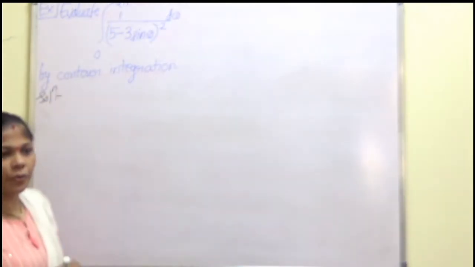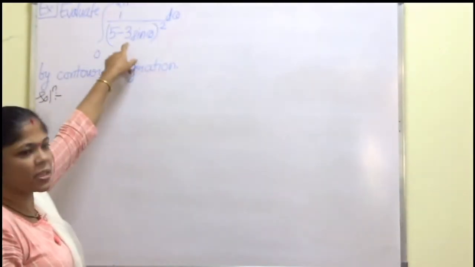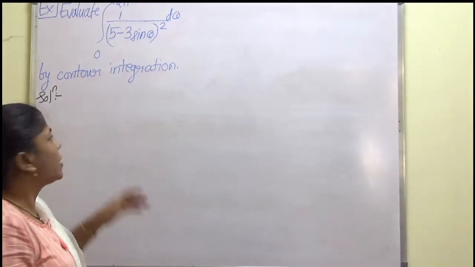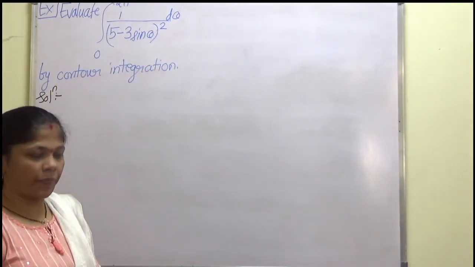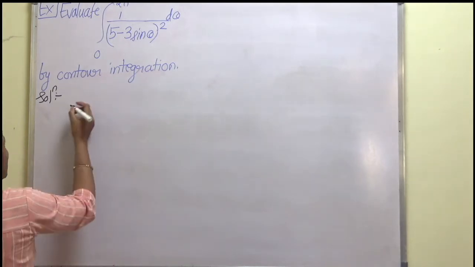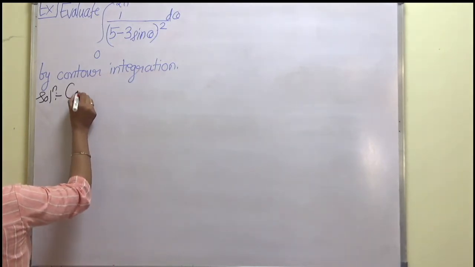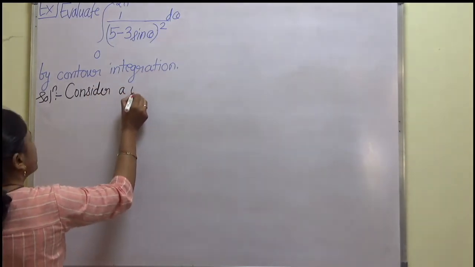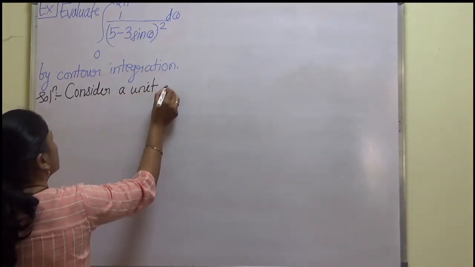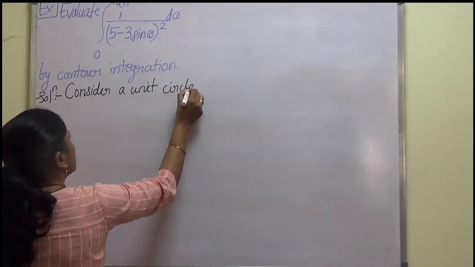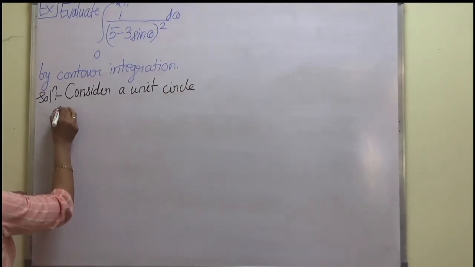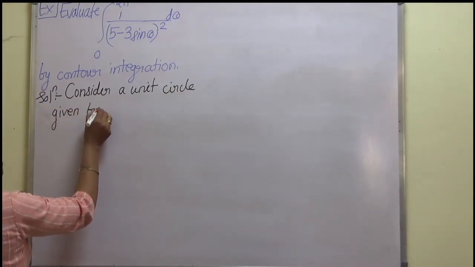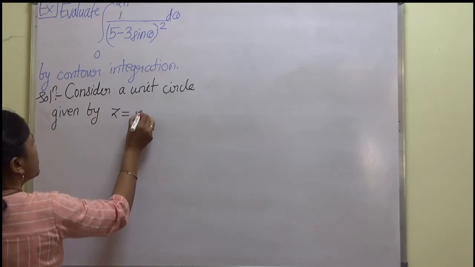Evaluate the integral 0 to 2 pi of 5 minus 3 sin theta, by contour integration. So let us start with our usual process. Consider a unit circle given by z equal to e raised to power i theta.